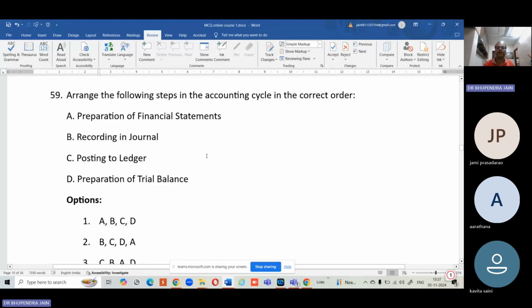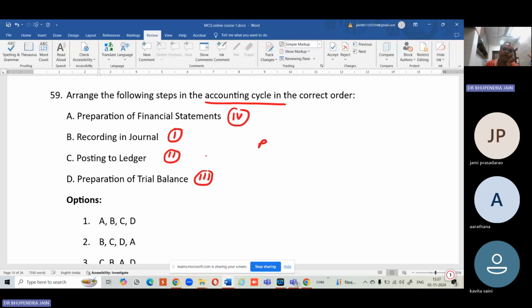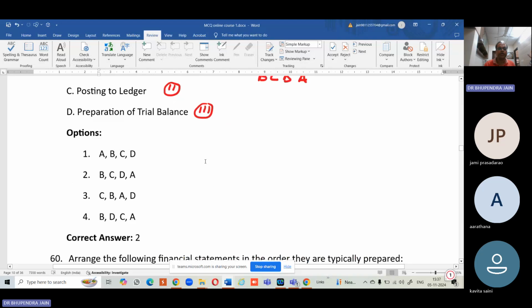Arrange the following steps in the accounting cycle in the correct order. So beta, first is the recording in the journal. Second is preparing the ledger. Third is preparing the trial balance. And fourth is preparation of the financial statement. So the answer is B, C, D, A. Now check whether B, C, D, A is given in the question. Yes, B, C, D, A. So the correct answer is the second. Next.